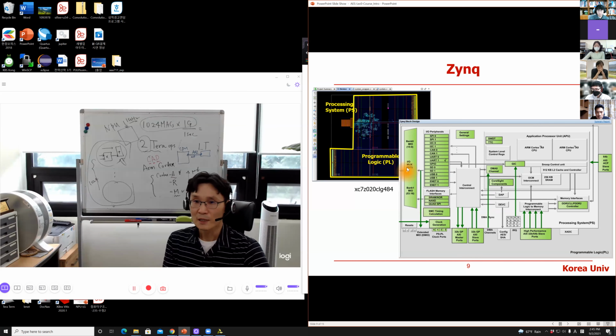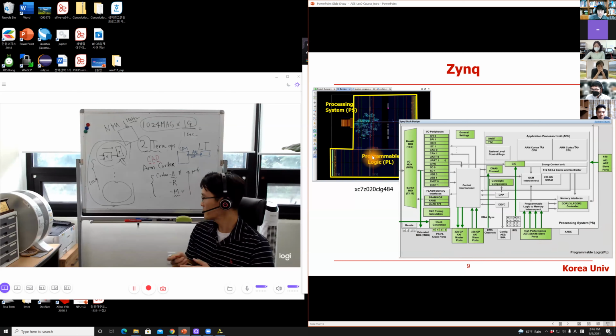In that sense, it is already a complete computer system, SoC, system on chip. And then this yellow part is called programmable logic, PL. Here, PL, this part, this gray area, we call that FPGA.